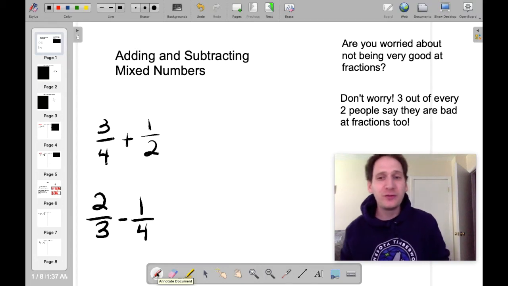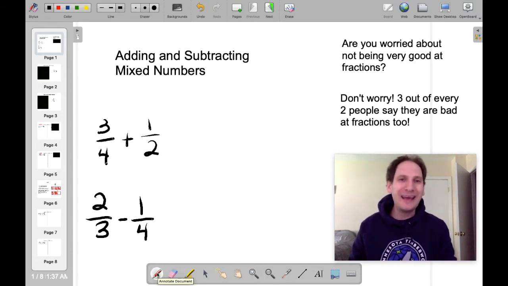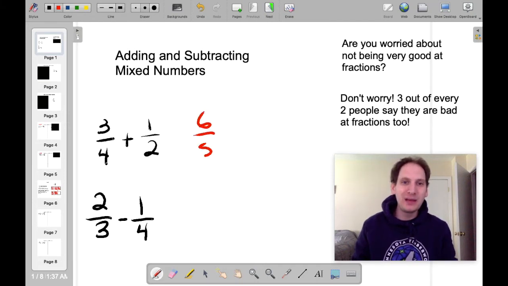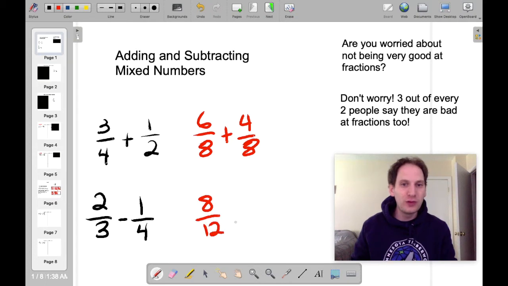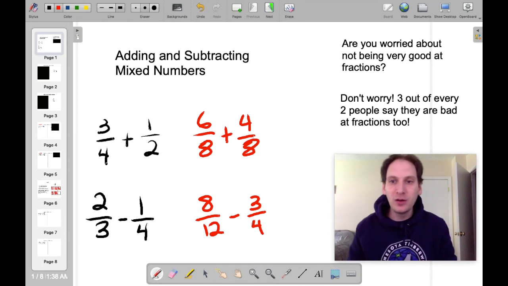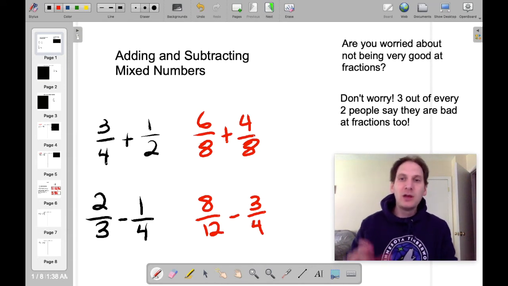This video specifically is only going to cover adding and subtracting mixed numbers. So if you have not seen a problem like this here on the left, 3/4 plus 1/2, where you find a common denominator to add it together, or if you're subtracting and we need to find a common denominator to subtract them together, then talk to your teacher because you're probably on the wrong video, okay? For everybody else, let's get started.